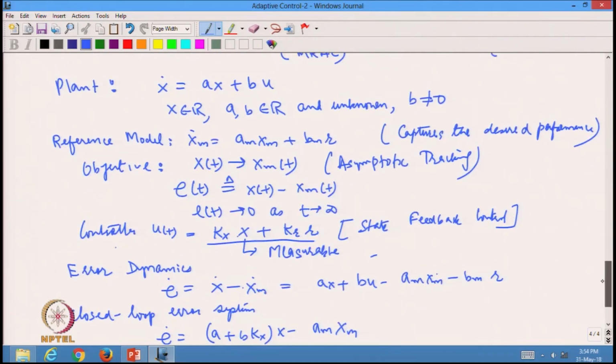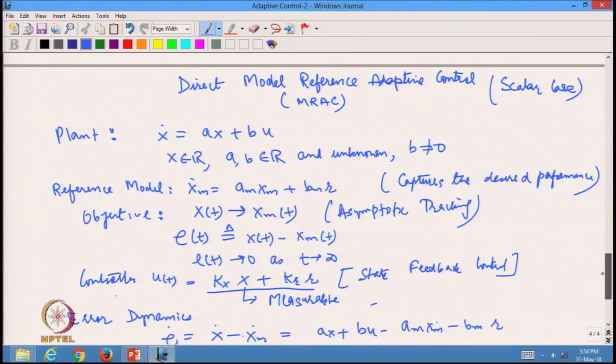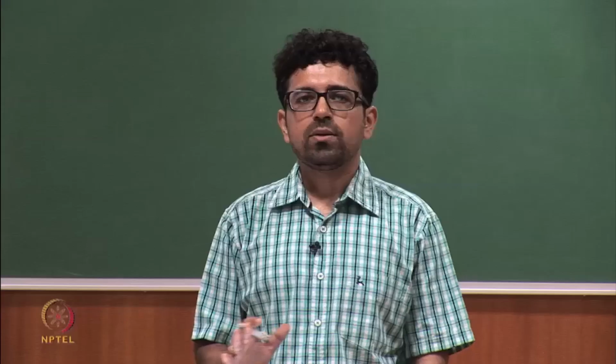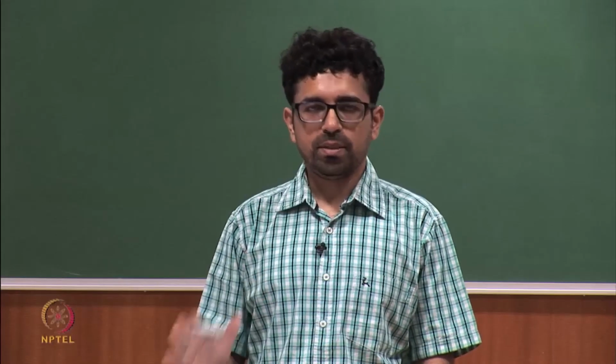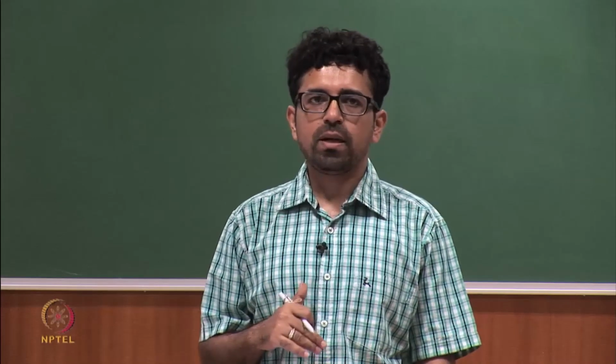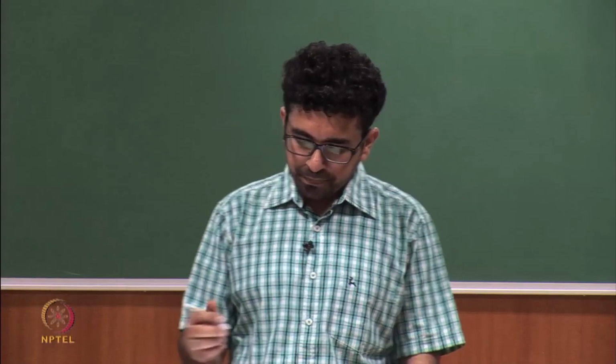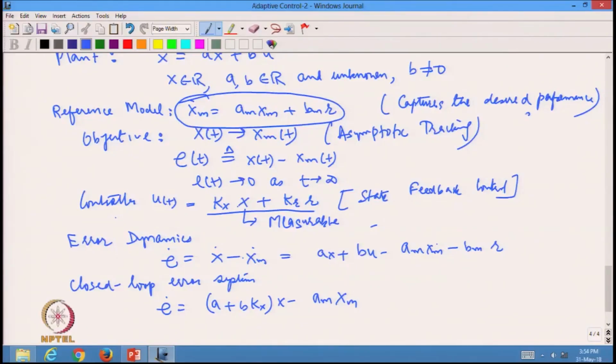Oh, so I missed something about the reference model. So, this reference model that we consider, of course, the most important requirement of any reference model is that it should be stable, right, because we do not want the plant to follow an unstable system. So, for this to be stable, the requirement is that Am has to be less than 0 for the reference model to be stable.